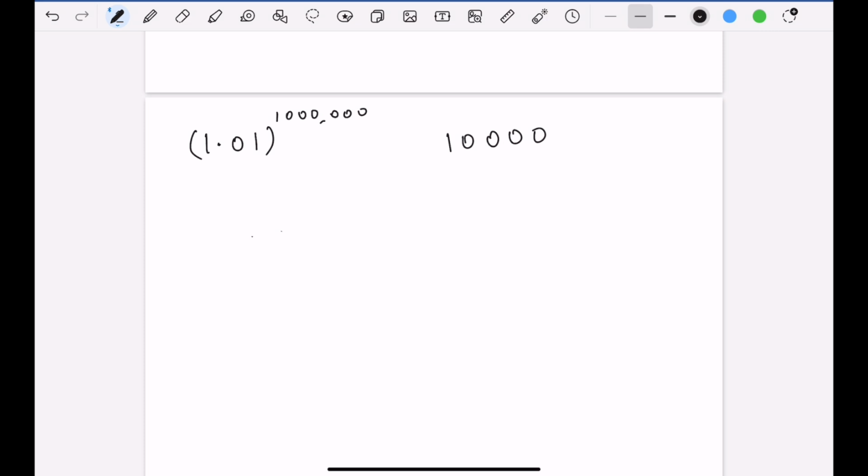We try to solve some problems. So the first question is, which of these terms is greater, 1.01 to the power 1 million or 10,000? We try to express the first term using the binomial theorem.